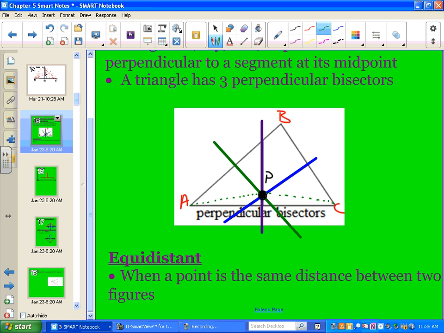Now, P also falls on the green perpendicular bisector. What does that mean? Maureen? It's equidistant from A and B. So A to B is the same distance. And P also falls on the blue perpendicular bisector. What does that mean? Claire? It's equidistant from B and C. And it's already up there, right? I already drew the dotted lines.